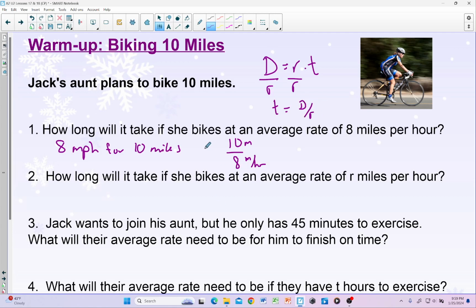And that's what I did here. So I took the distance and divided by r, which is the rate. So in this case, I do 10 divided by 8. Now, 10 divided by 8 is 1.25. 1.25 hours.